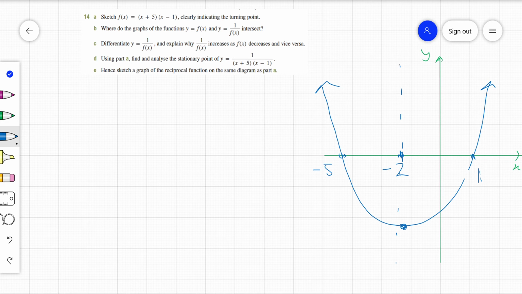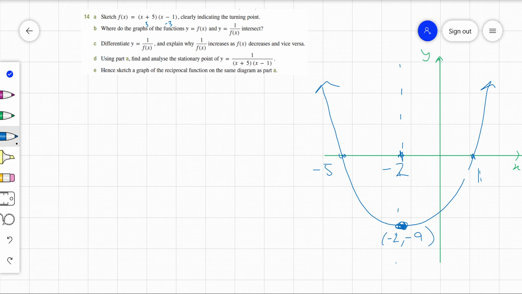If I sub in negative 2 there, we've got a 3 here and negative 3 here. So that would be negative 9. So that point here, I'm going to make (minus 2, minus 9), which makes sense.